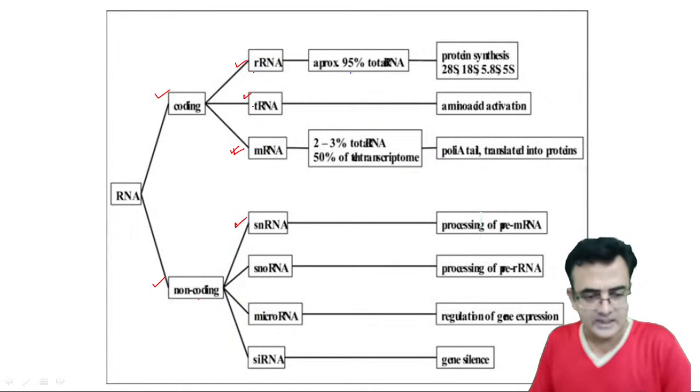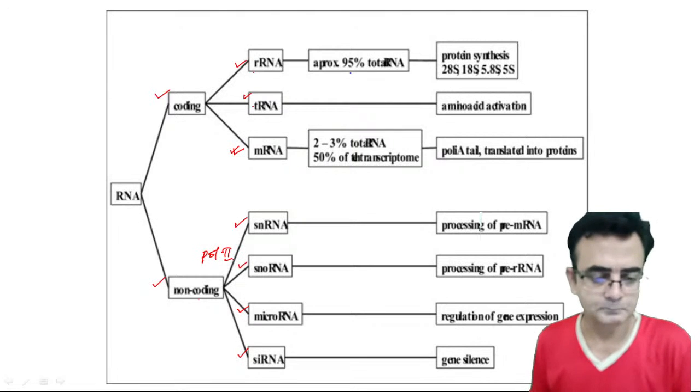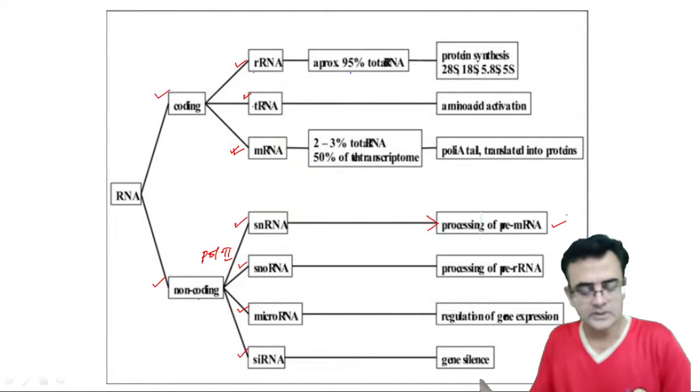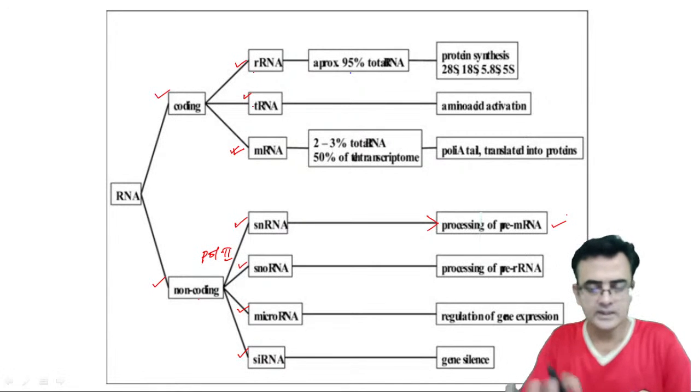So this is snRNA, then snoRNA, microRNA and siRNA, right? Almost all of them are synthesized by RNA polymerase 2, RNA pol 2, right? And here the function is written. This flow chart is really very important. snRNA acts in the processing of the pre-mRNA. Just keep it in mind. You will see all the questions they ask in the NEET examination can be solved by this flow chart.